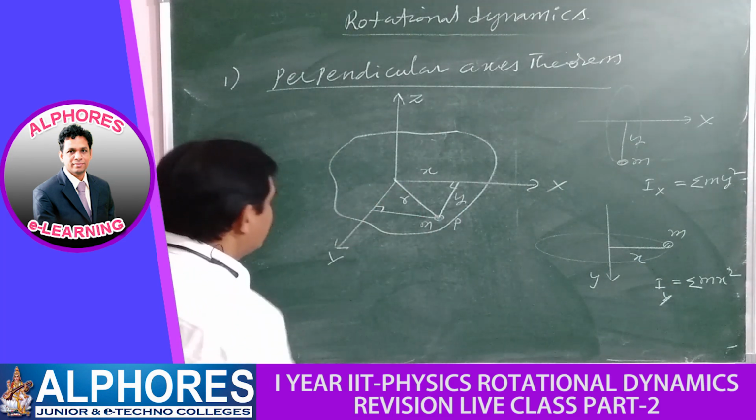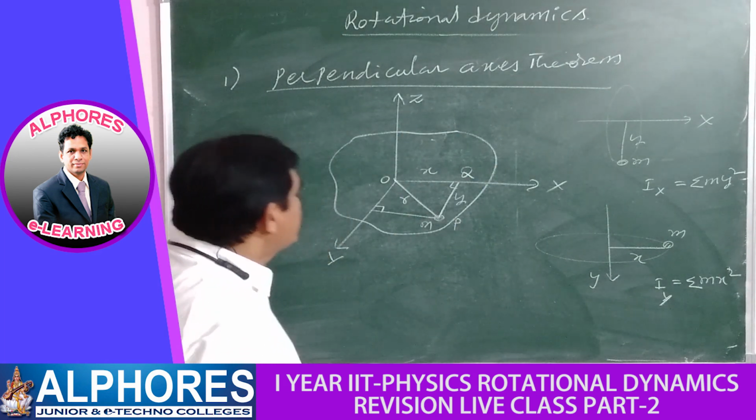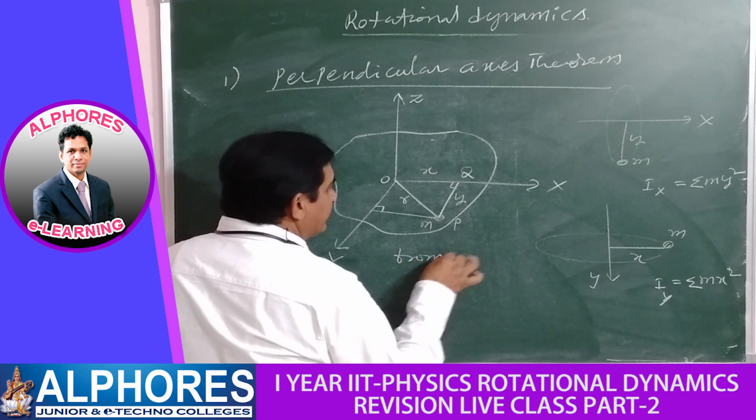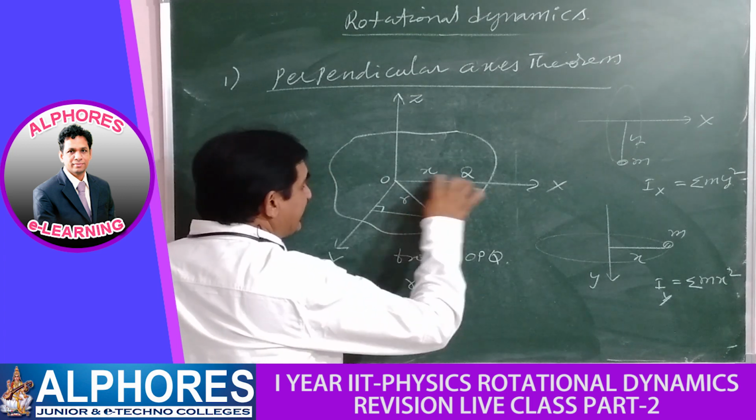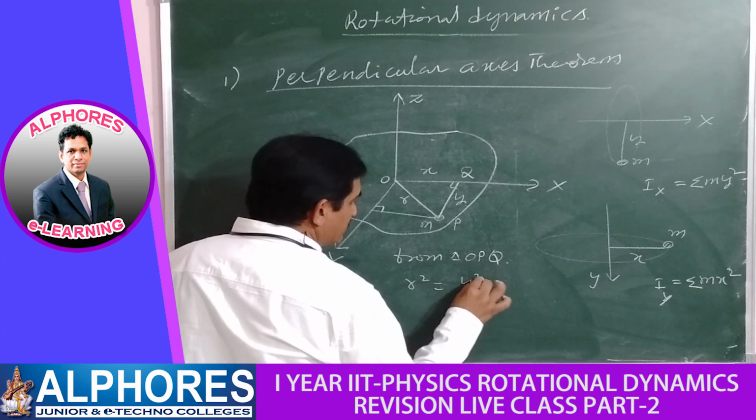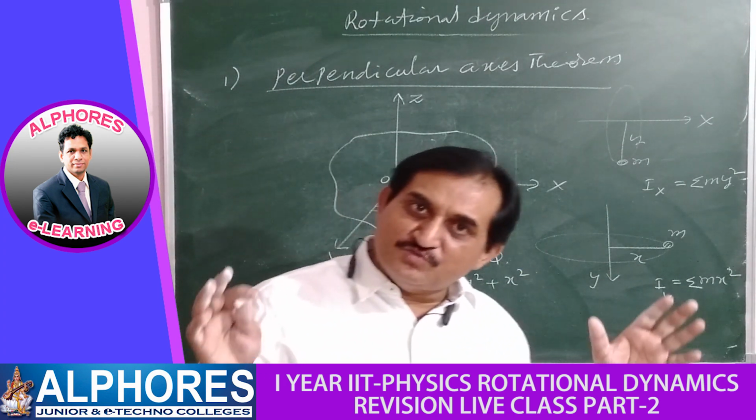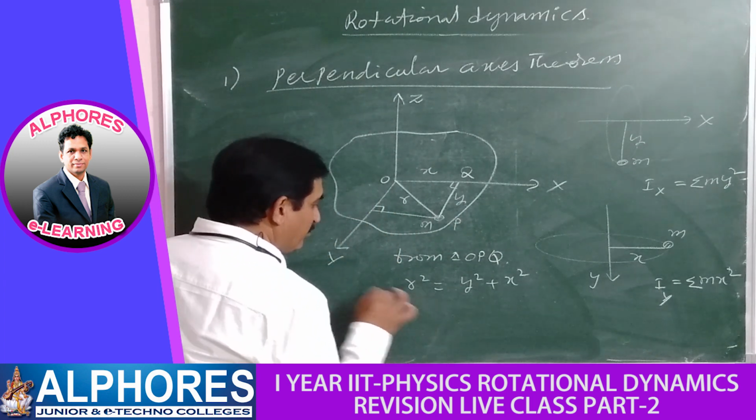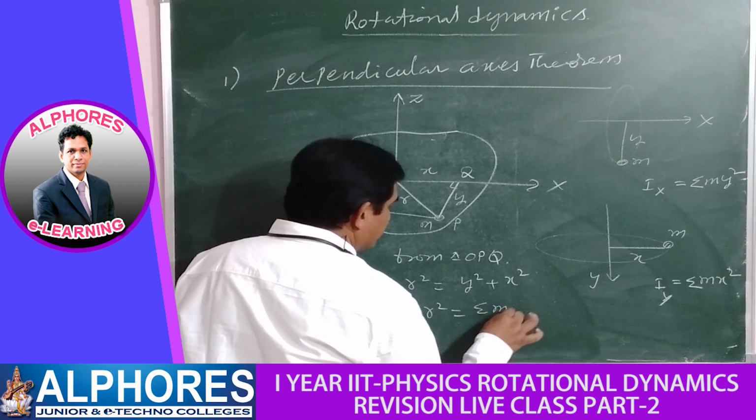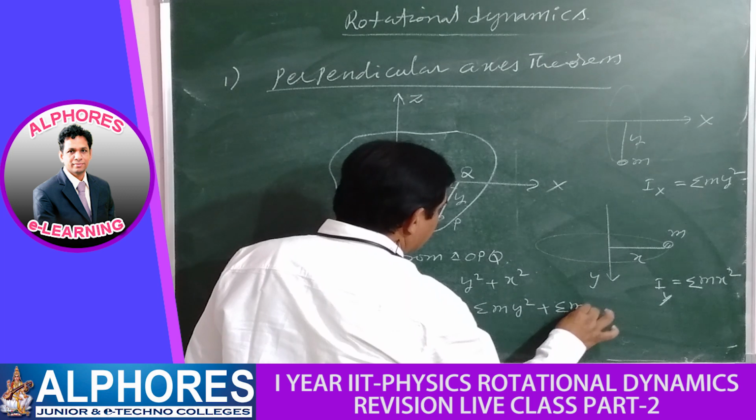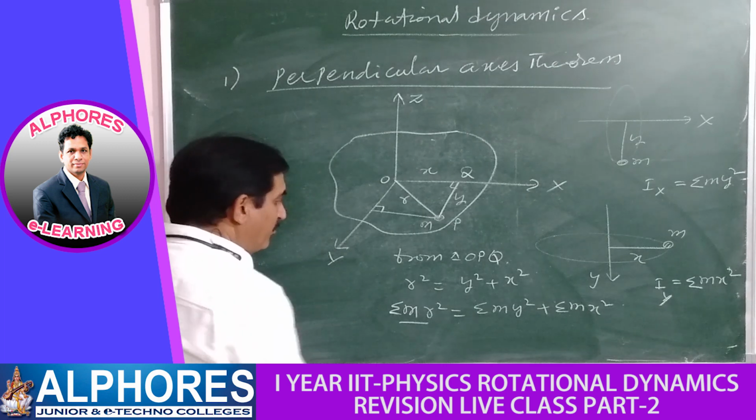Now go to this triangle, say O, P and Q. From triangle OPQ, which is a right angle triangle, r square is equal to y square plus x square, and this equation is multiplied by summation of m on both sides: summation m r square equals summation m y square plus summation m x square. This is the moment of inertia about the z-axis.